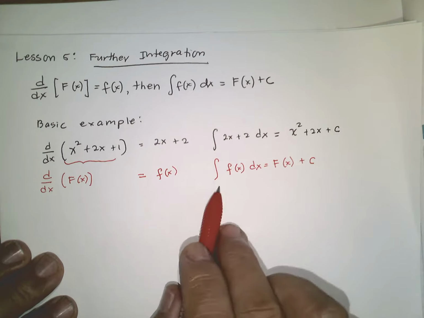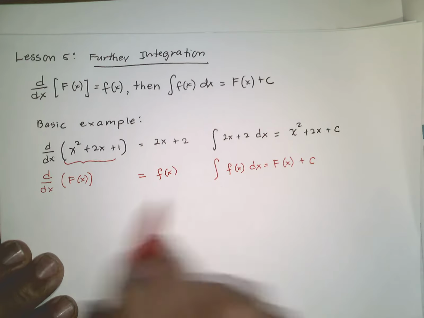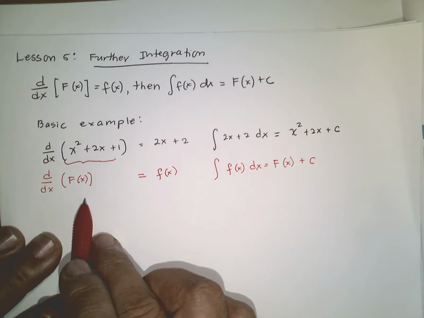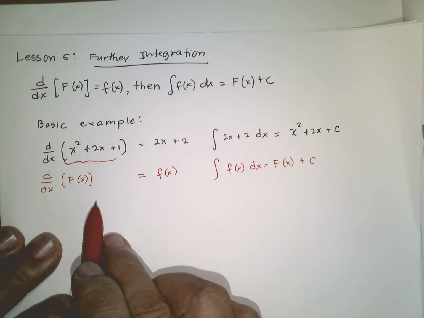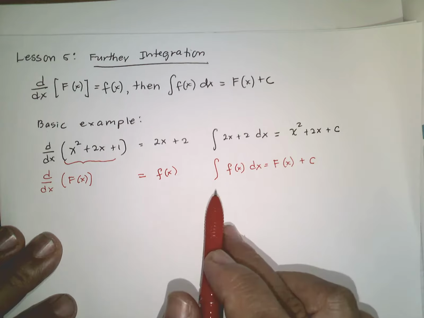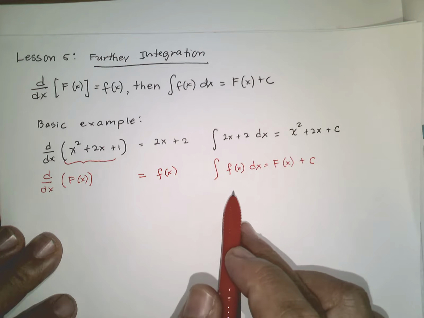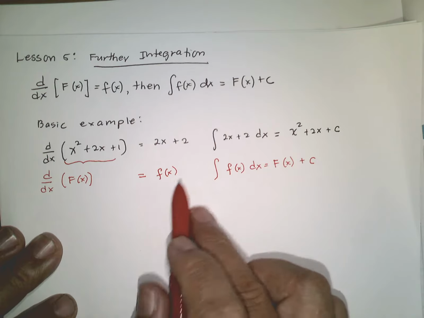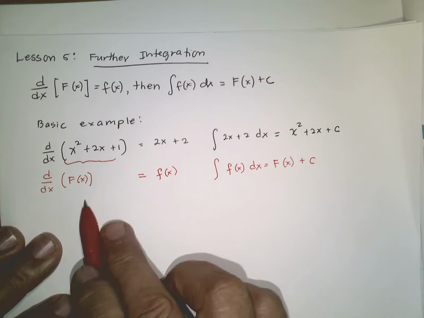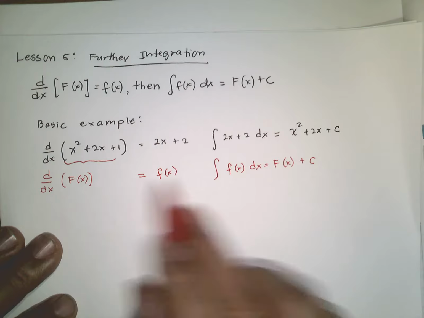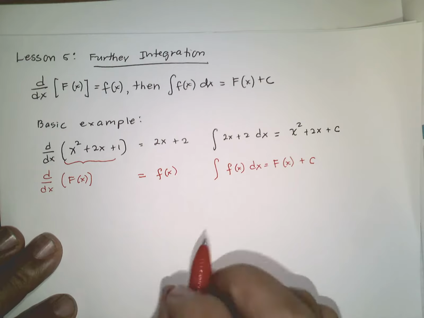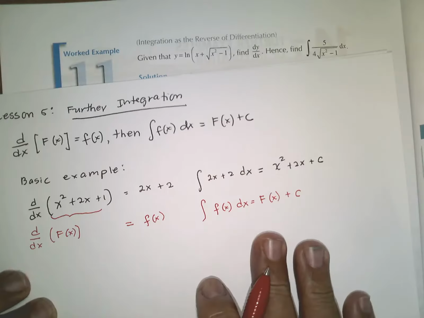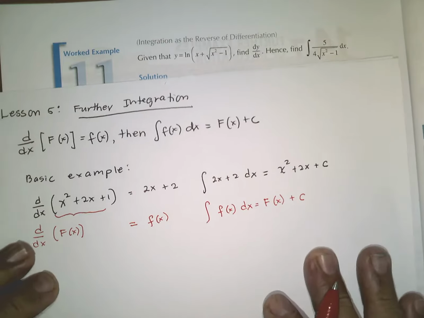So this premise tells us that the derivative of a function is the reverse of the integral of the derived function f of x. So it shows us that really the derivative and the integral are opposite of each other. Now, let's use this one for this question.